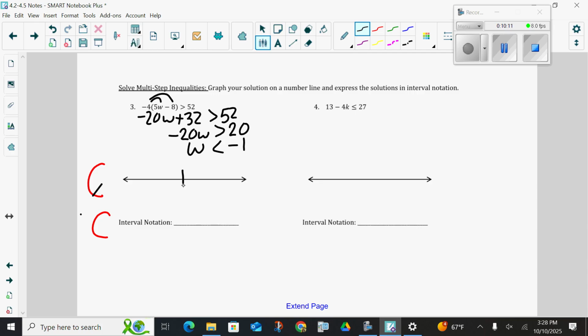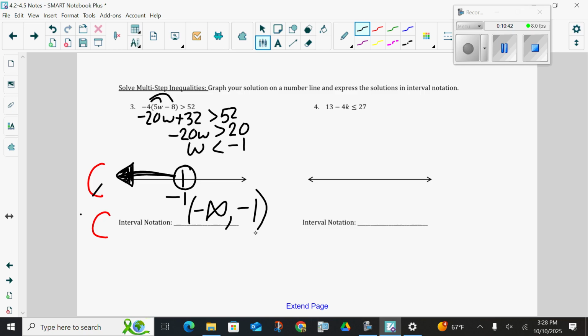So to graph this, since it is less than, I'm going to have an open circle around -1, and I'm going to be going in the negative direction. So draw in that negative line with an arrow. To write this in interval notation, I know the smallest I'm going to get is -infinity, and the biggest I'm going to get is -1.